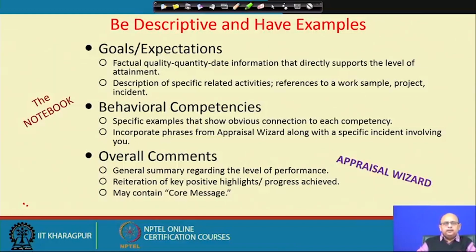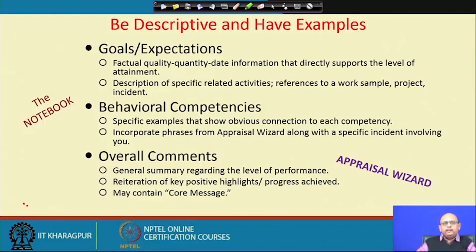So, look at the quality, quantity, date, and performance, because performance is measured in this way, and you also have a timeline for looking at the performance. Look at the level of achievement he has made in terms of quality and quantity of performance within a given time frame, based on factual data. And you also describe the specific objectives. Give examples of work samples, projects, and incidents that are covered by him.